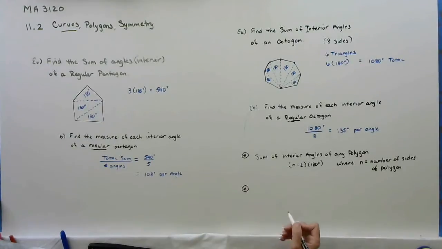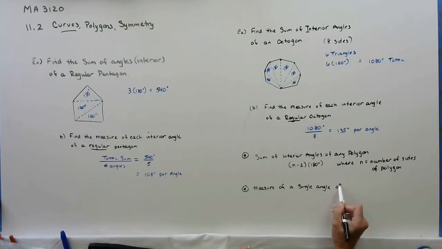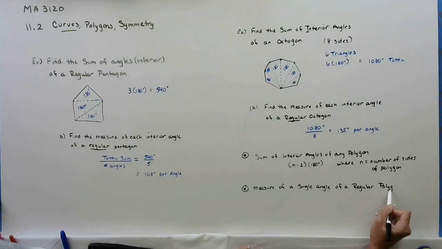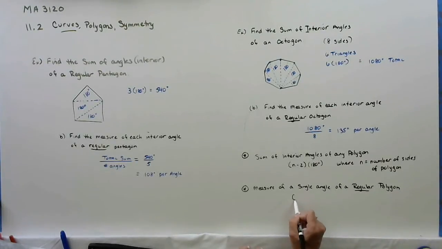Therefore, if we now know how to find the total sum, then to find the measure of a single angle of a regular polygon, it's got to be regular, well, we've got to find the sum first, and now divide by however many sides, aka however many angles there are for that regular shape. Okay.